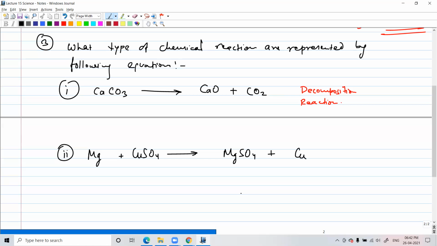Yes. What about this one? Displacement reaction. Yes. Is that correct? Everyone got that? Mg is displacing the copper from there. So it's a displacement reaction.